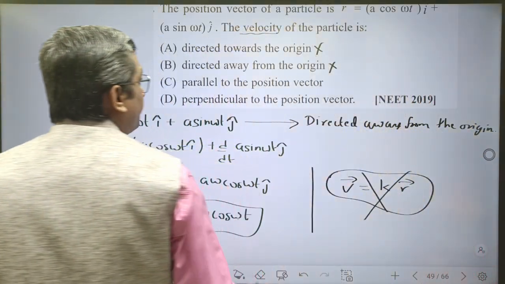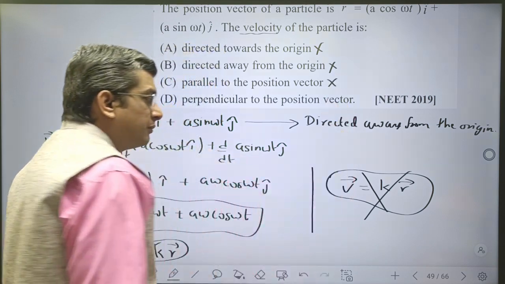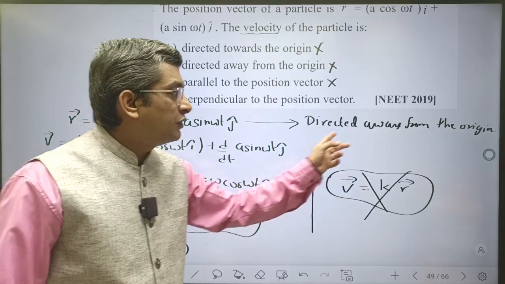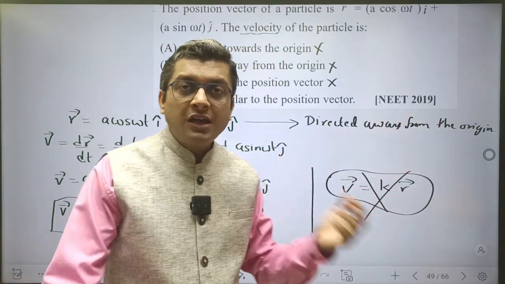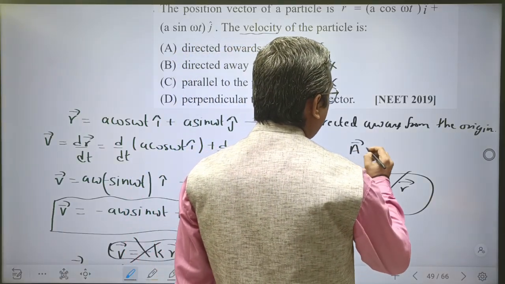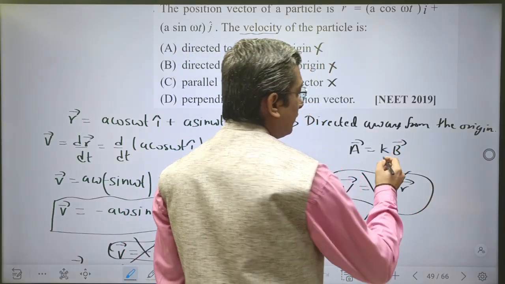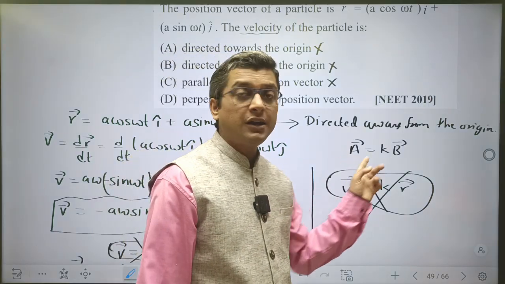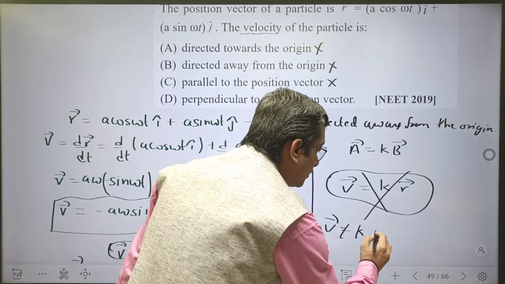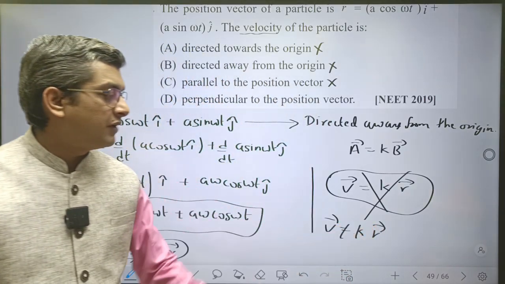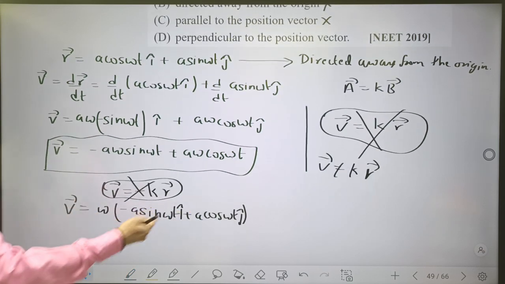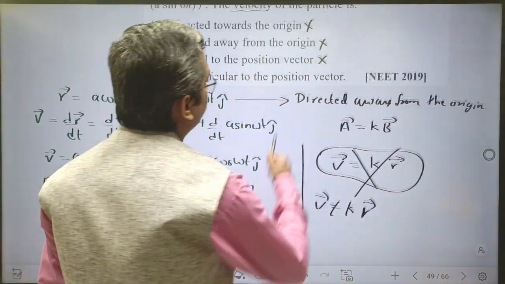The second thing is parallel to the position vector. This also gets cancelled, because if it is parallel to the position vector, then it must be along the same direction as the position vector, that is away from the origin. And in the same case, whenever two vectors are parallel to each other, they may be written in this form, that is a vector is equal to k times b vector, where k is a positive constant, then we can say the vectors a and b are parallel to each other. But here velocity cannot be equal to k times r vector. Why? Again the same thing, we have the expression in this way. So this also cannot happen, isn't it?